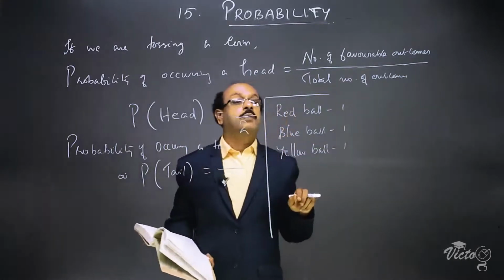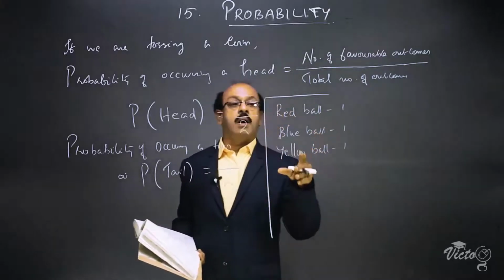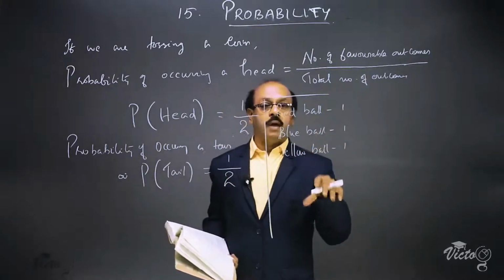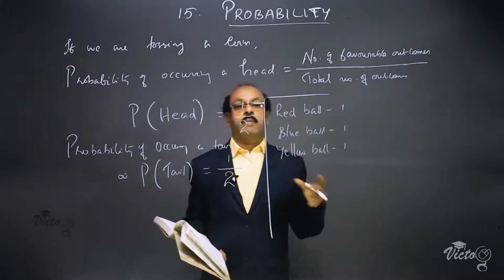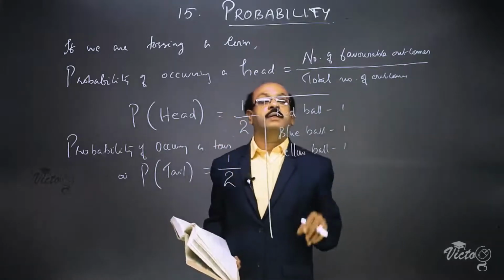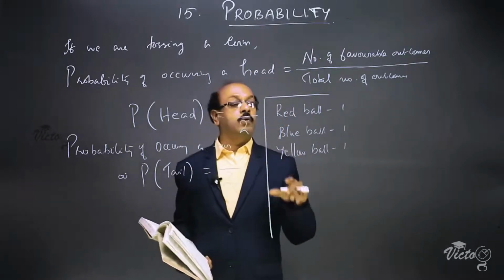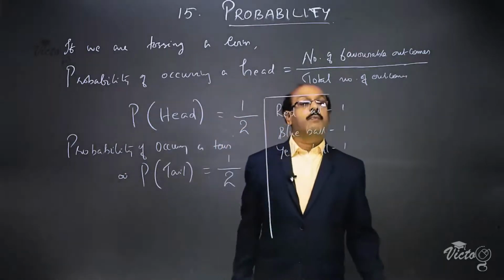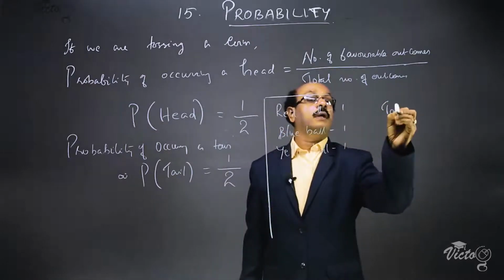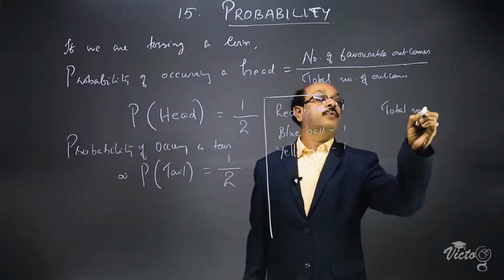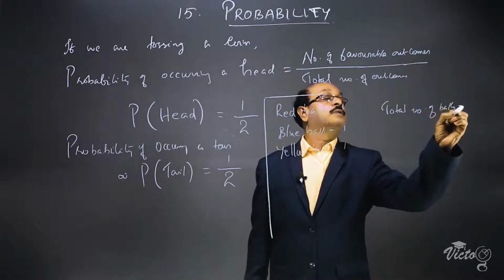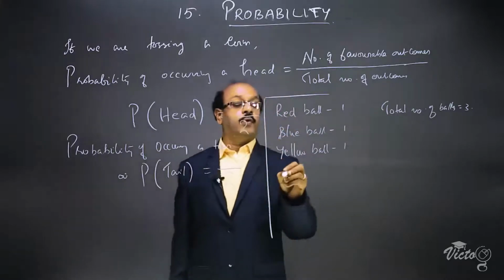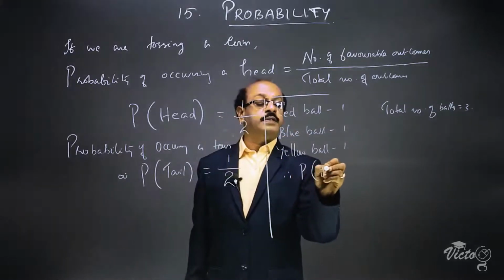So we can find out the probability. We are taking one ball from the bag without looking into the bag. Then we can find the probability of getting a red ball, the probability of getting a blue ball, and the probability of getting a yellow ball also. The total number of balls here is equal to 3, and the number of red balls is equal to 1.